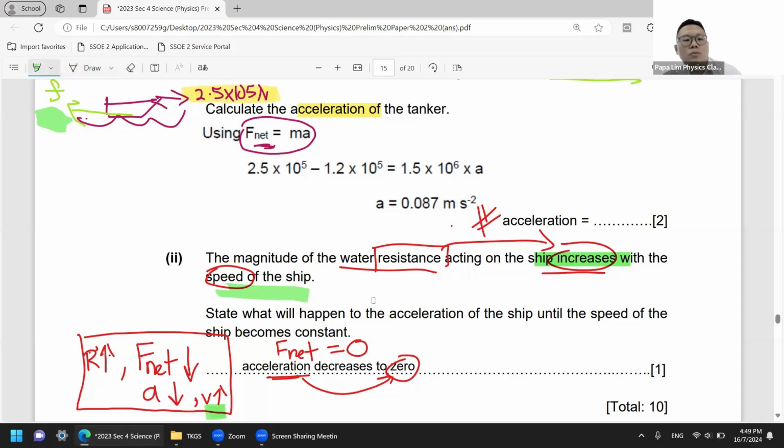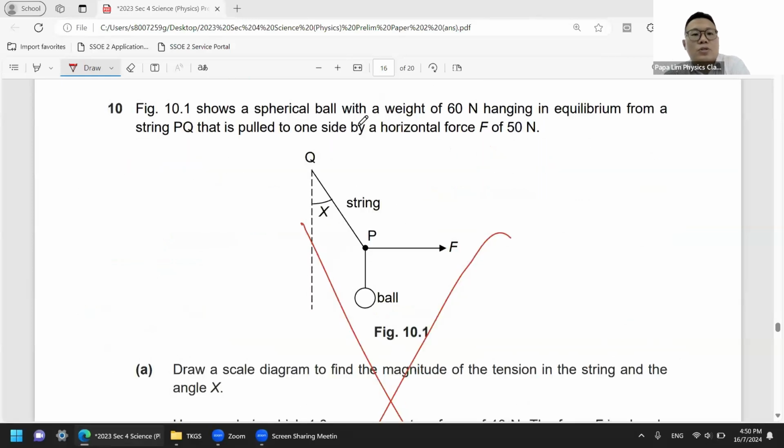So the keywords are always the same. The students need to highlight to the marker what happened to resistance, what happened to the net force, and eventually tie in to what happens to the acceleration. So these are 3 keywords that we always remind students to write when they answer questions pertaining to terminal velocity. So now let's look at the next question.